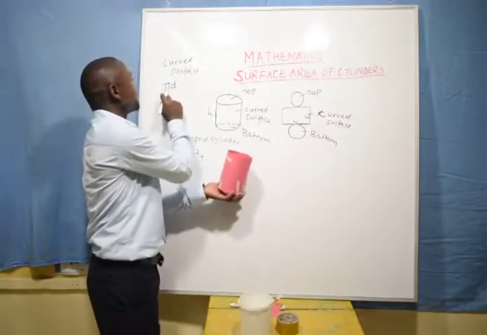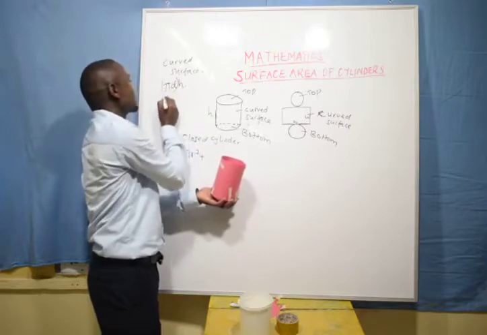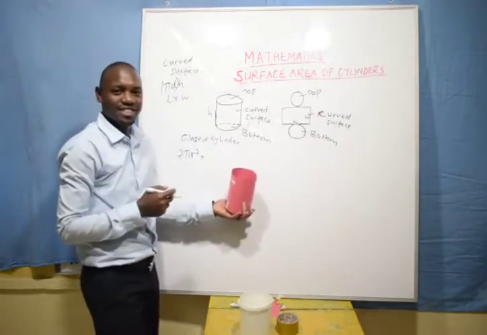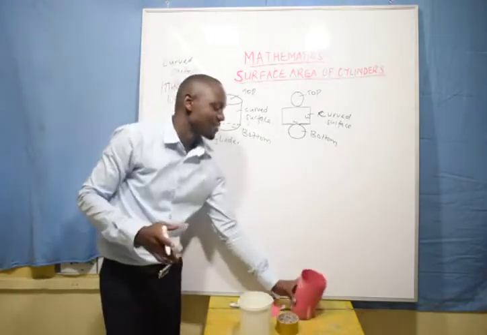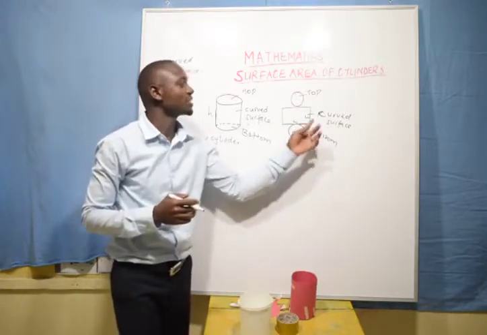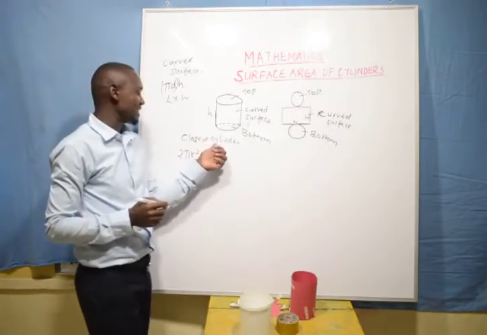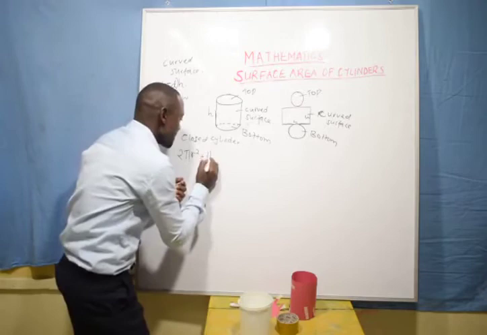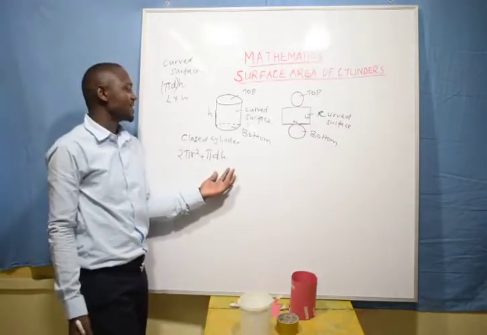So it will be pi d times the height, whereby the circumference is the length and the height is the width. So the area for the curved surface is the circumference of the circle times the height. That is why we say the total surface area of a closed cylinder is 2 pi r squared plus pi d times the height.